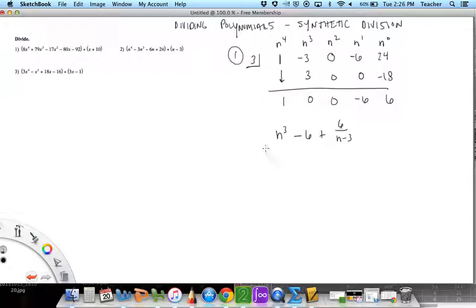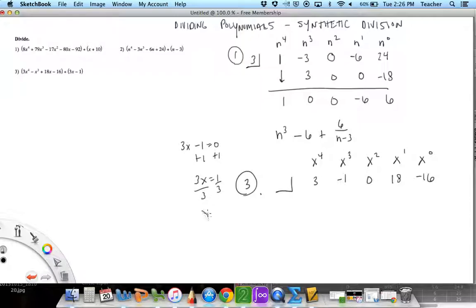Now, on this final one, I'm going to kind of let you try it out here. We have to think from the sense of what am I going to put inside the box here. Let's see, x to the fourth, x to the third, x squared, x to the 1, x to the 0. I have 3, negative 1, no x squared, 18, and negative 16. Now you have to figure out what I'm going to put in this little spot right here. In this case, I have to go over here. 3x minus 1 equals 0, plus 1 plus 1. 3x equals 1, divided by 3, divided by 3. So the number I'm going to put in my house here is 1/3.